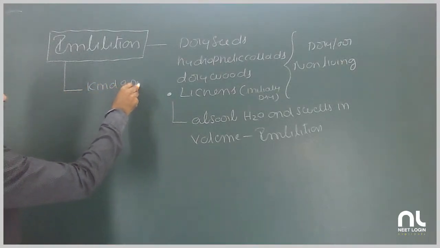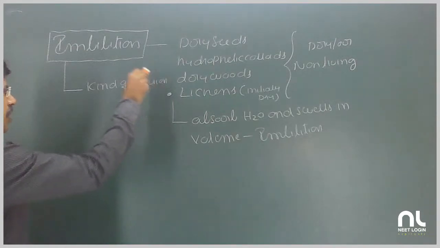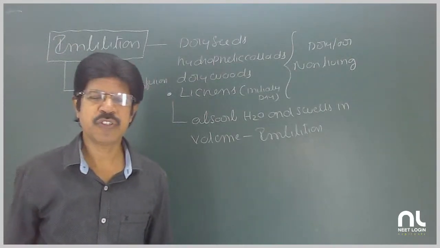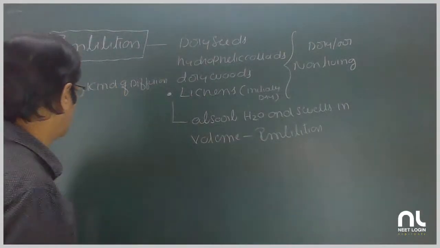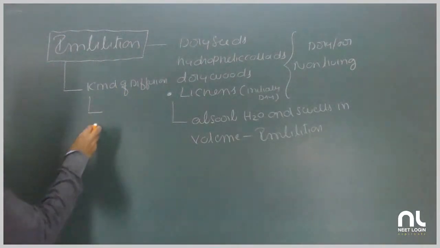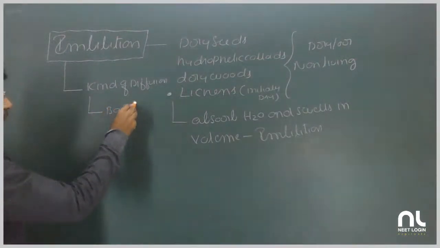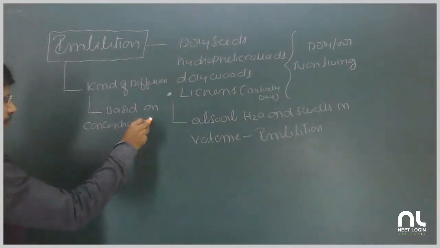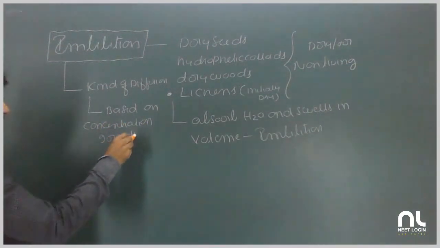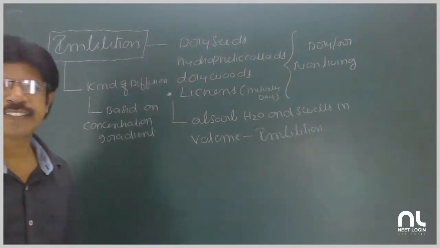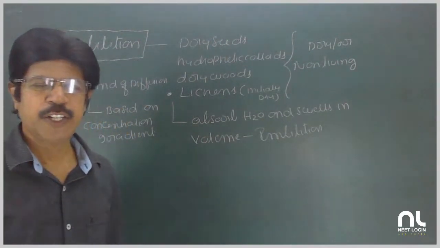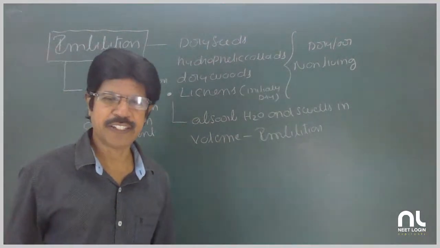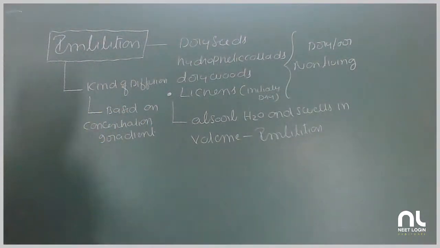And this imbibition is a kind of diffusion. Suppose it is an assertion: imbibition is a kind of diffusion. It is right. How can you say? Based on concentration gradient. Diffusion is based on concentration gradient. So imbibition is a kind of diffusion. Reason: based on concentration gradient.